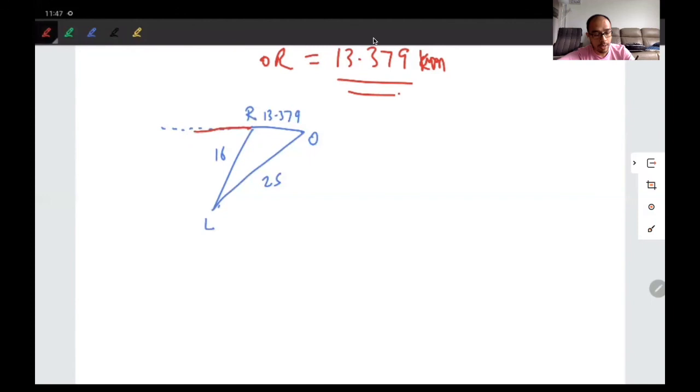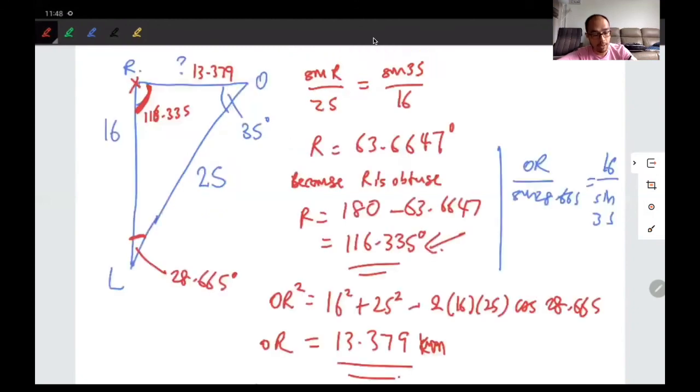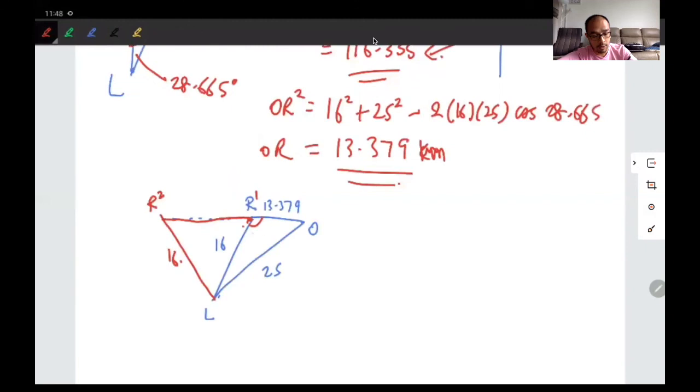Rashid continues until again you get another 16 here. This is the new point of Rashid. This is Rashid the second. This is Rashid the first. We know all this. Let me put all the information. This is 116.335.